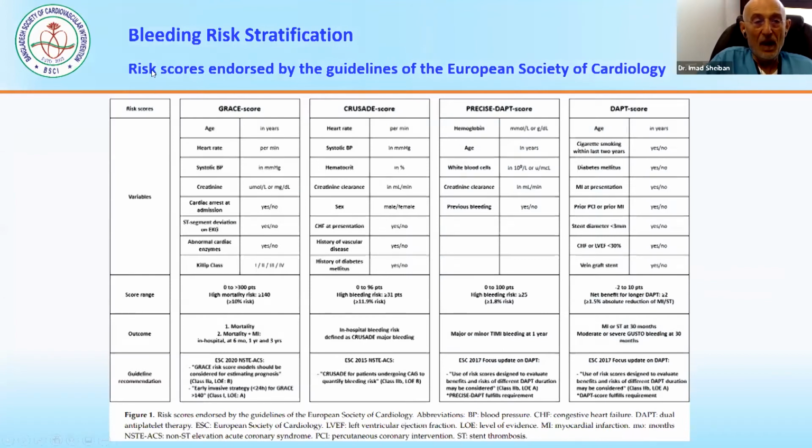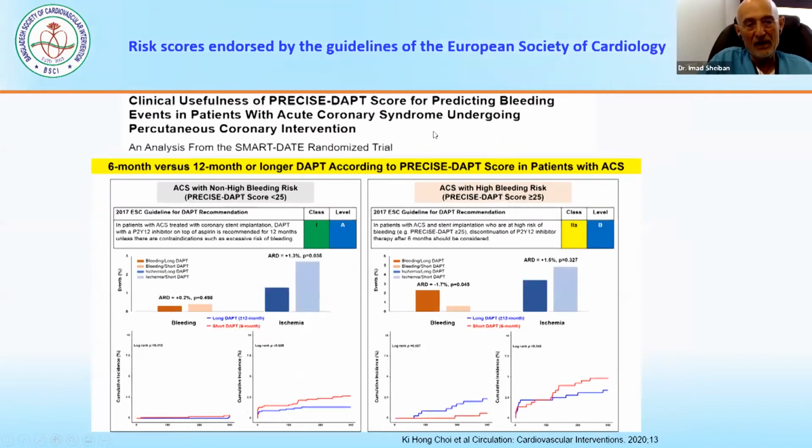absolutely important. In order to evaluate the risk of bleeding, we have several score systems coming from trials mainly, and the most used and recognized by guidelines is the PRECISE-DAPT score as well as the DAPT score, and this shows you how the risk is endorsed by guidelines and is useful for predicting bleeding events in patients with acute coronary syndromes undergoing angioplasty, as you can see in this study.